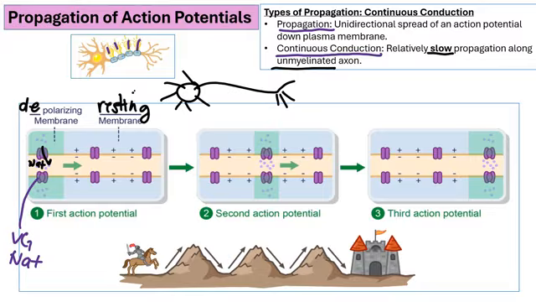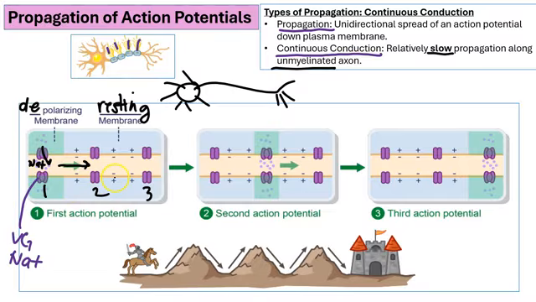So let's go ahead and figure out how this is going to work, especially when you talk about continuous conduction. Well, what's going to happen is you're going to have the depolarization. So you're going to have a flood of sodium come in. And then that sodium is going to move towards the second. So this is our first, this is our second, this is our third. The second voltage gate here.